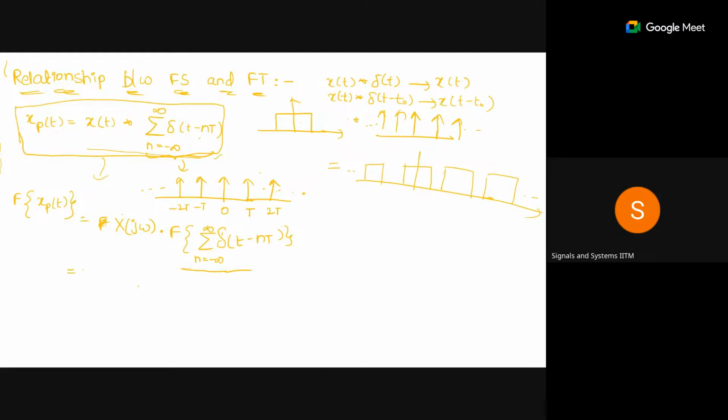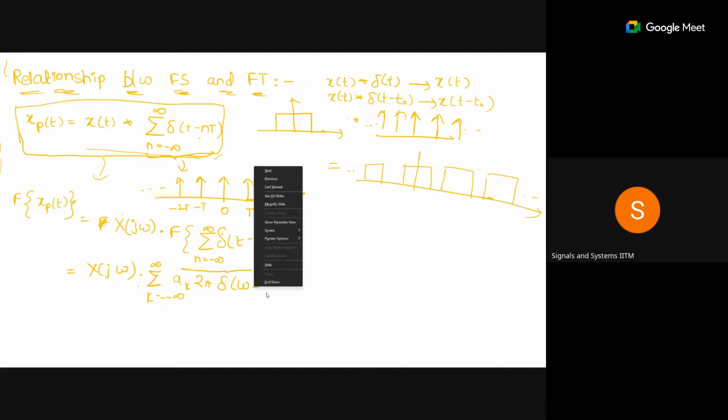So then it will be X of j omega times the summation of k equal to minus infinity to infinity of ak 2 pi delta of omega minus k omega naught. So ak for the delta signal will be 1 by T. I mean a naught will be 1 by T.